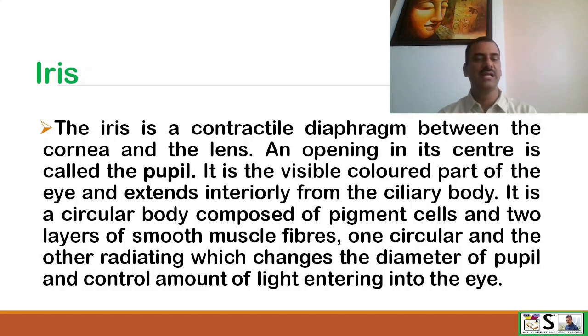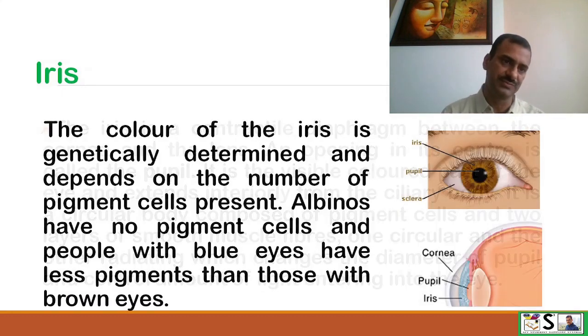It is a circular body composed of pigment cells and two layers of smooth muscle fibers, one circular and one radiating. Okay, so two types of muscle fibers are there. When circular muscle fiber constricts, it becomes narrow, the pupil becomes constricted, and when radiating muscles constrict, the pupil becomes dilated. And due to this constriction and dilatation, the iris controls the amount of light which enters into the eye.